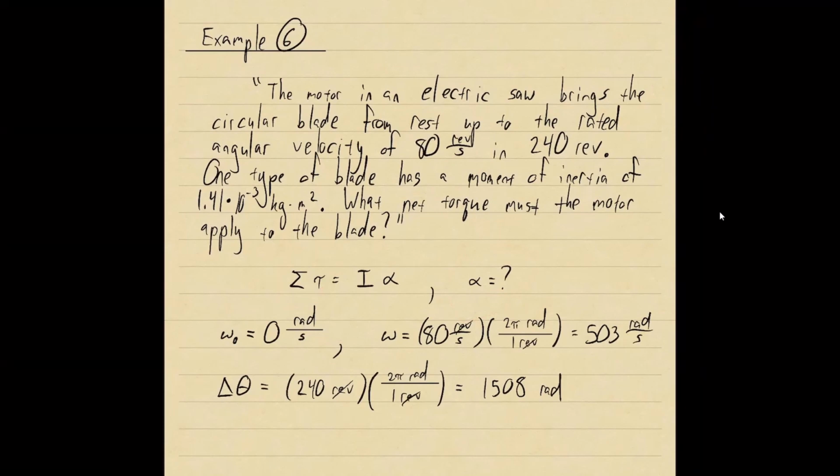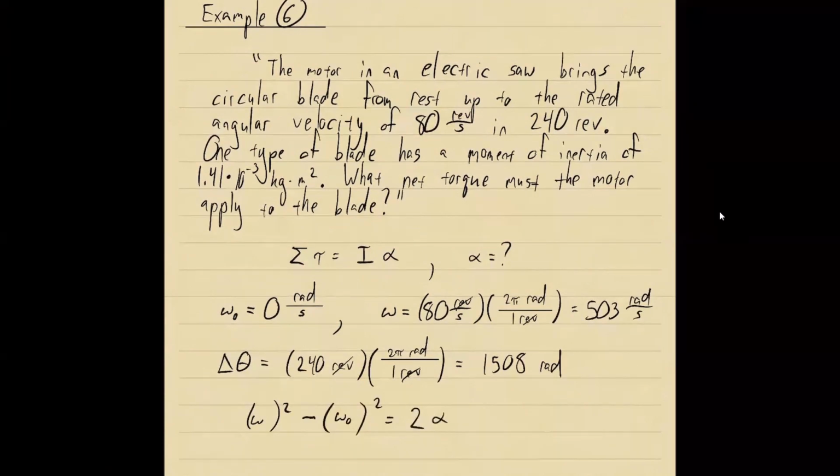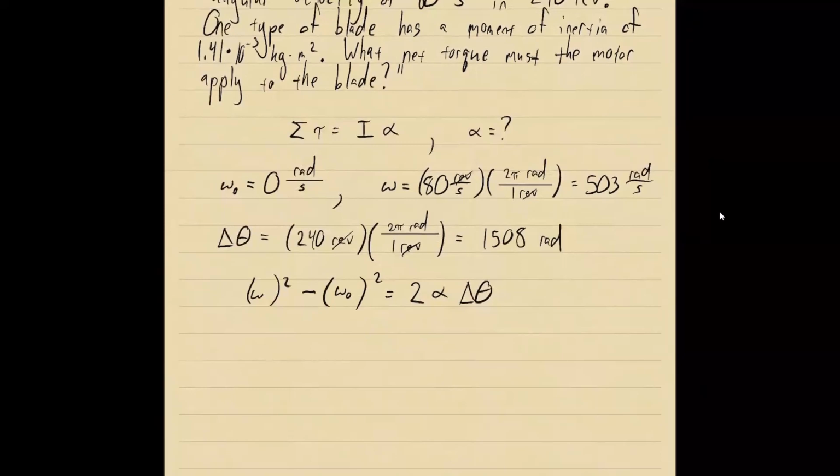Once we've done that, we can find the net torque that our circular saw motor has to apply to the blade. So what we can do is note that our final angular velocity squared minus our initial angular velocity squared is going to be equal to 2 times our angular acceleration times our angular displacement. Right? Right now, we're trying to figure out our angular acceleration, so I can divide both sides by 2 times our angular displacement, and that'll give us our angular acceleration by itself.